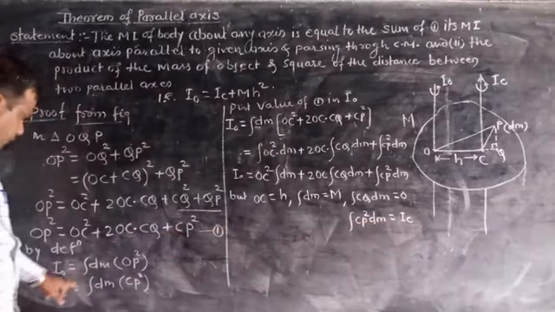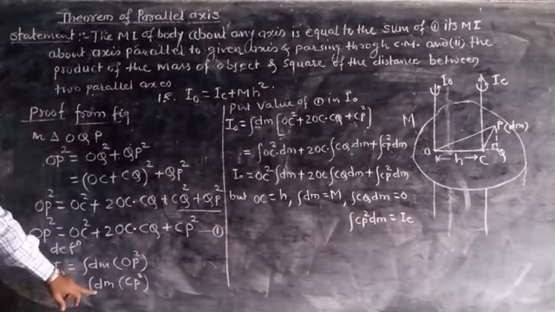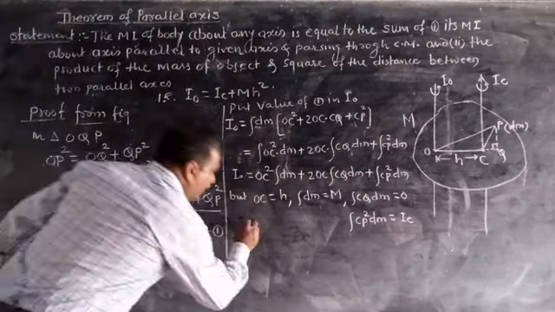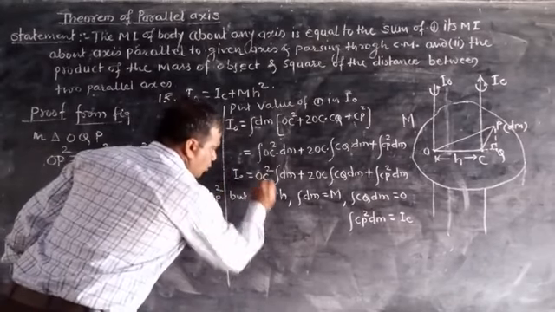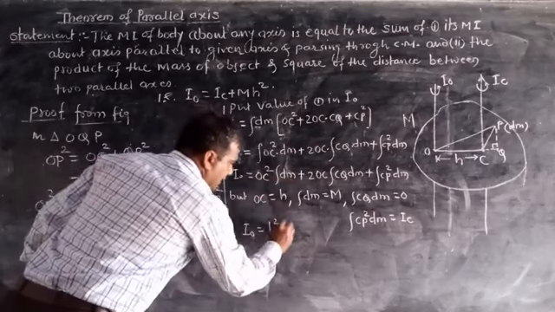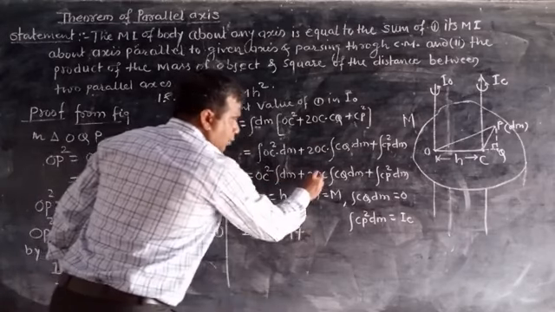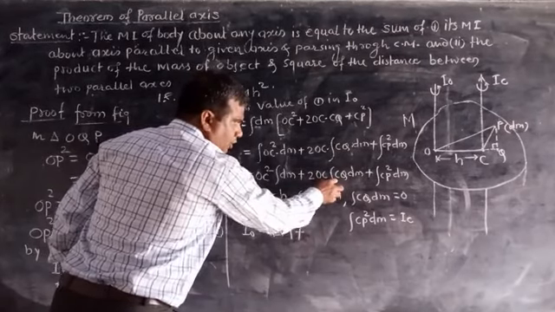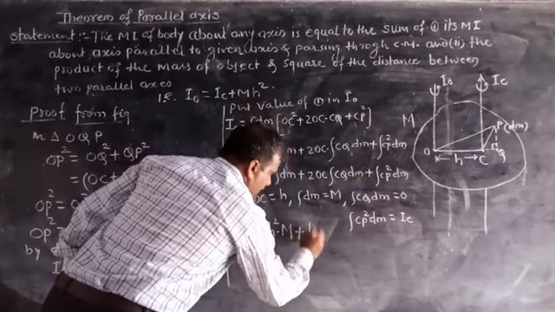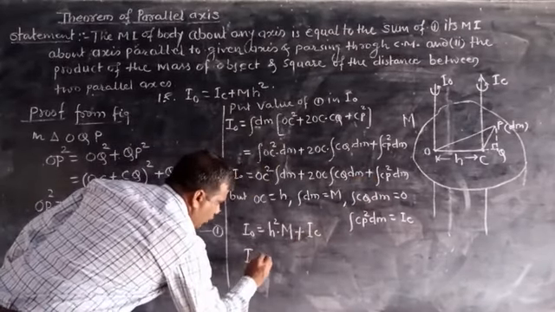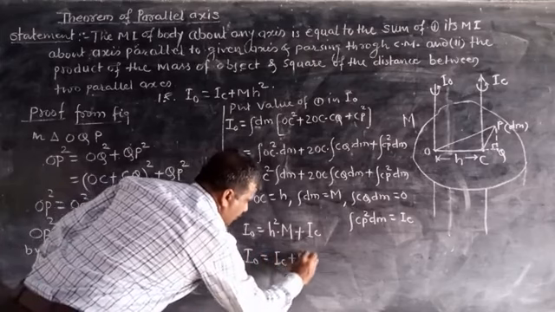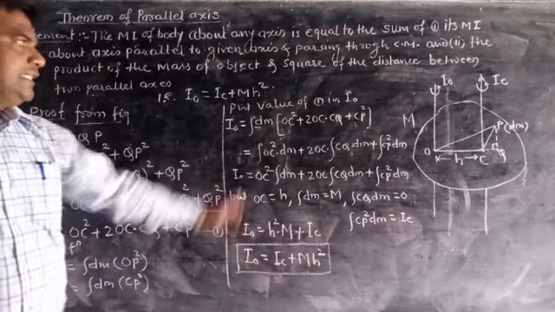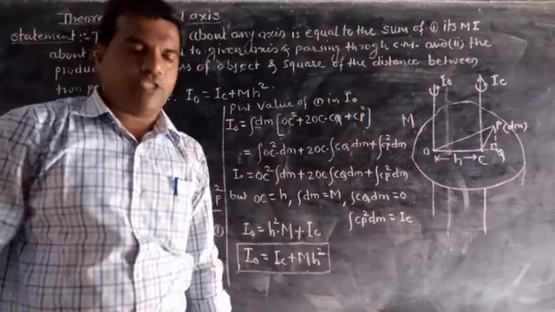This IC is equal to integrating dm CP square, which means dm into CP square is equal to IC. After putting these values, we can write IO is equal to OC square, that is H square, integration dm is equal to M, plus twice OC, meaning twice H, but this integration is 0, and the value of this is IC. So we can write IO is equal to IC plus MH square, and hence proved. This is nothing but the theorem of parallel axis.